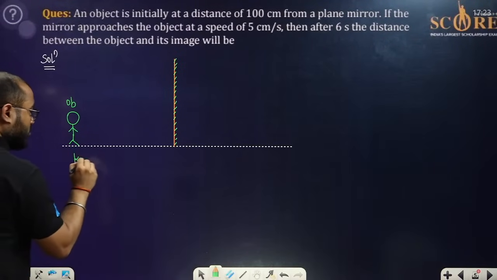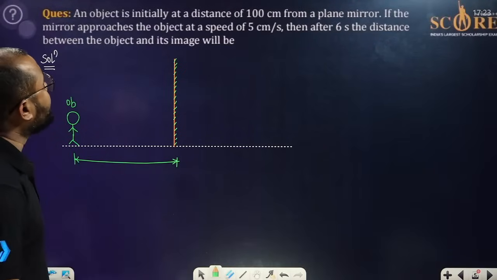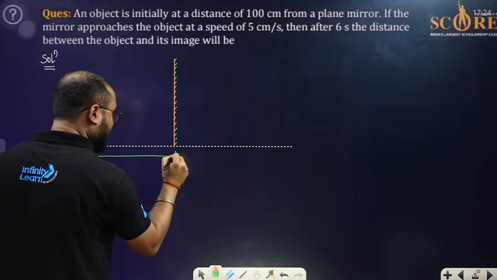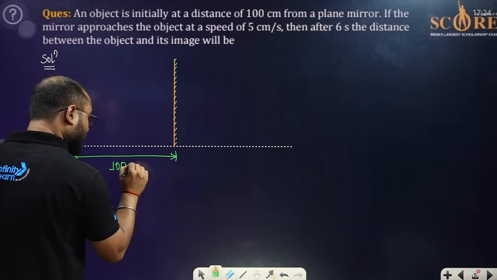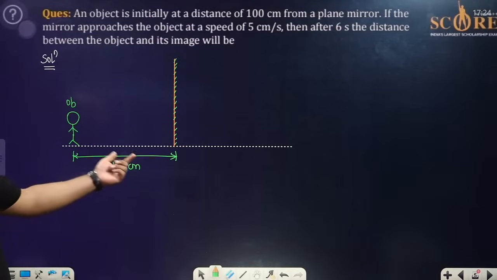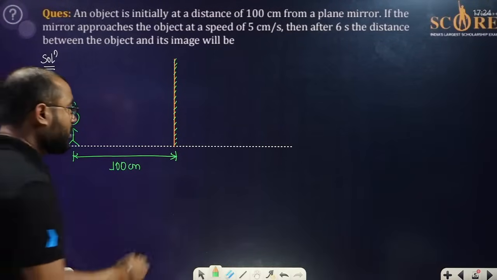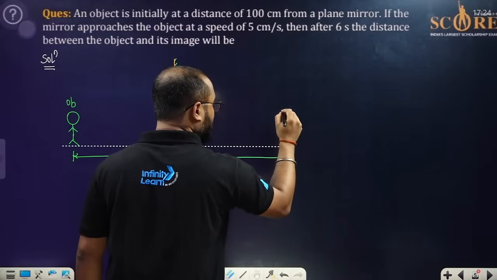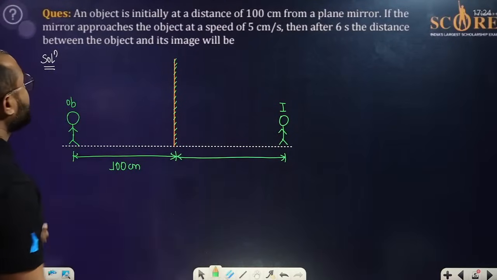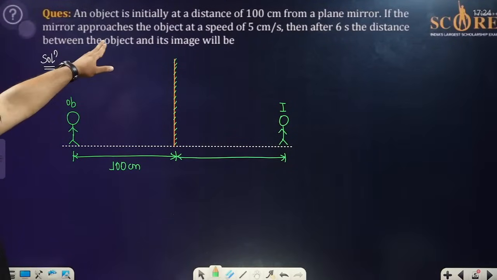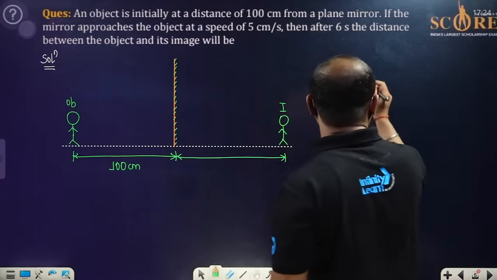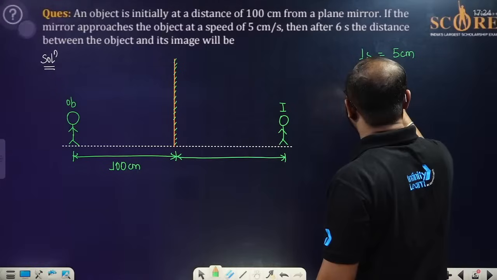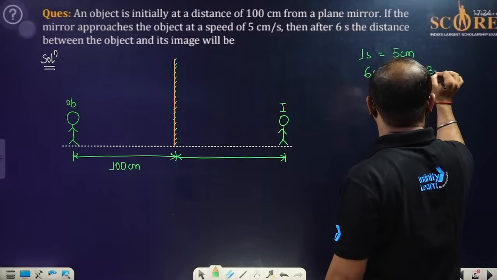Okay, the distance between you and the mirror, saying as an object is initially at the distance of 100 centimeters. So this distance is 100 centimeter, people. Right. So we know the property for the plane mirror. If the object is 100 centimeter away from the mirror, your image will be also 100 centimeter away from the mirror. We know the property, that is the image. Right. Now the question says, plane mirror, if the mirror approaches the object at the speed of 5 centimeter per second, that means in 1 second it is approaching 5 centimeter. For 6 seconds, what it will be doing? It will be 5 multiplication of 6, that is 30 centimeter.